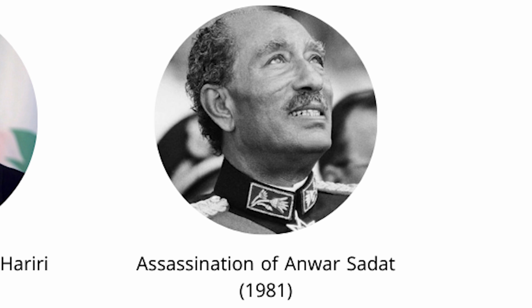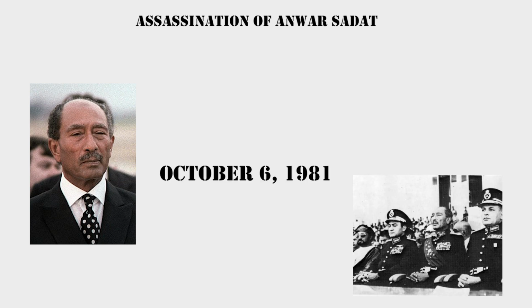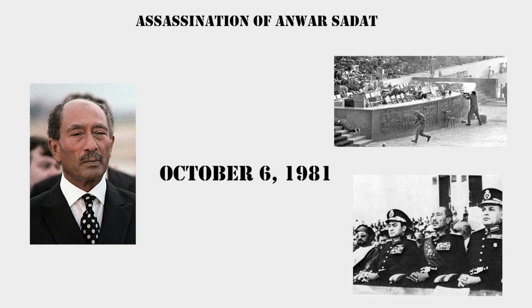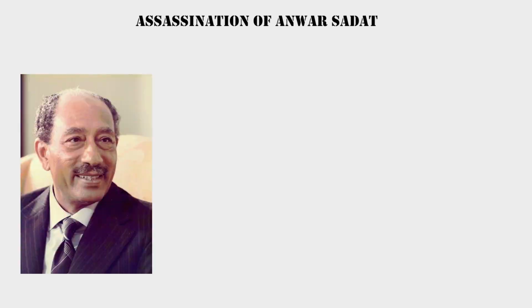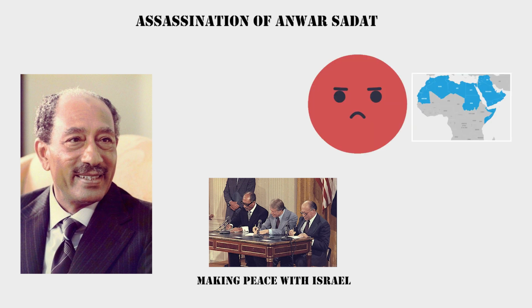12. Assassination of Anwar Sadat, 1981. Egyptian President Anwar Sadat was assassinated on October 6, 1981, during a military parade in Cairo by Islamist militants within his own army. Sadat had signed the Camp David Accords, making peace with Israel, a move that enraged many in the Arab world.